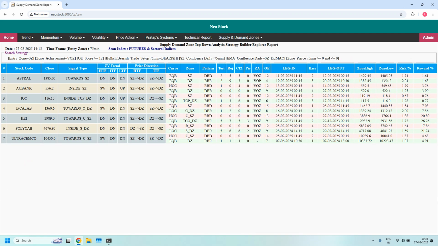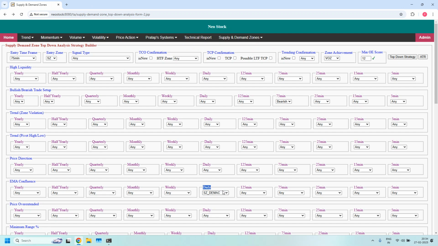So these 7 stocks have more probability to get success, because these 75 minute supply zones overlapped with the daily supply zone, and that daily supply zone has daily EMA confluence. This is based on LTF, ITF demand, supply zone confluence and ITF EMA confluence. Next, we will look into LTF, ITF and HTF supply zone confluence supported stocks.